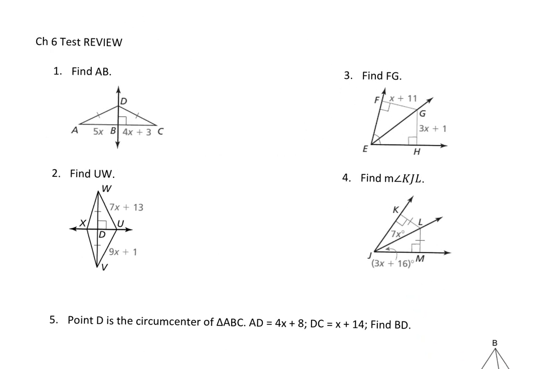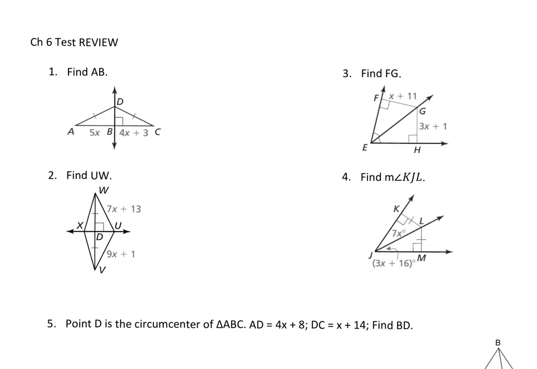The first four questions, and really the first page, is kind of like what was on the quiz. The first four questions are perpendicular bisector and angle bisector type questions. Now, as I look at number one, for instance, we know that it's perpendicular, but we don't necessarily know that it's a bisector right away.